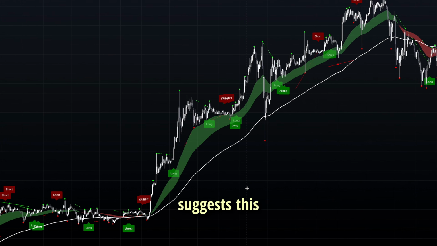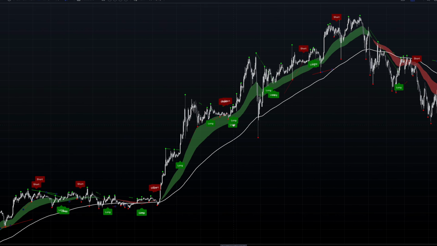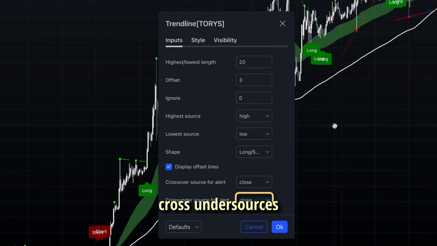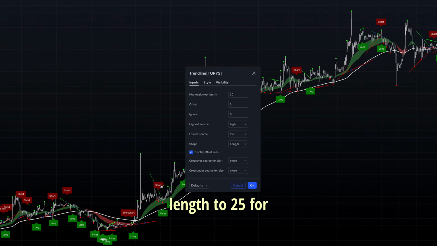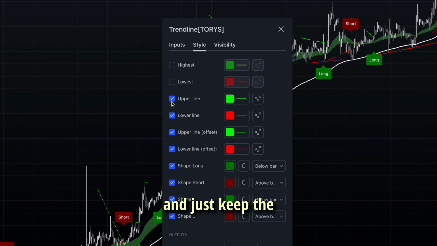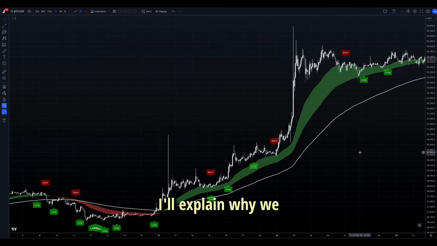As the name suggests, this indicator plots auto trend lines on a chart based on given settings. You can adjust the length, offset, highest, lowest source, as well as the crossover and cross under sources. Let's set the length to 25 for our strategy. I like to ditch those dotted lines and just keep the buy and sell signals. Looks cleaner, right? I'll explain why we don't need those lines in a sec.